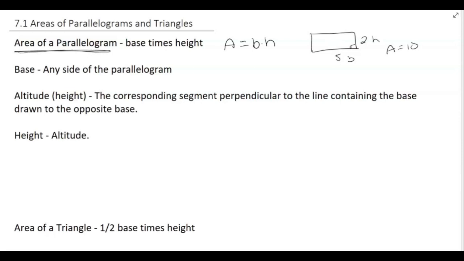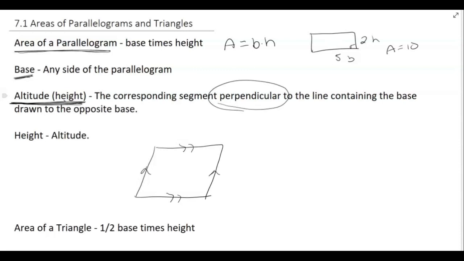But when we're in a parallelogram, reminder, that's a 4-sided figure with 2 sets of parallel sides, this figure is slanted, which does not give us a true height, regardless of the base. So let's go ahead and define what we mean by base. Base can be any side of the parallelogram, so you can use any side that you're given. The key to the height, also known as the altitude, is the corresponding segment that is perpendicular to the line containing the base drawn to the opposite base.